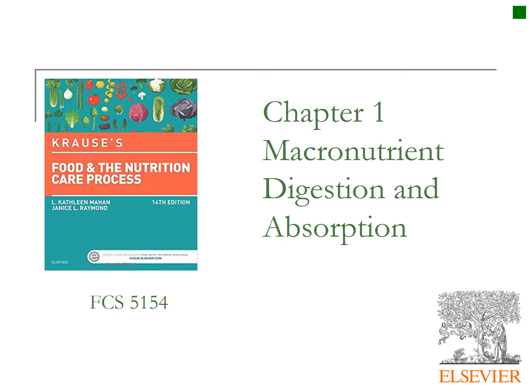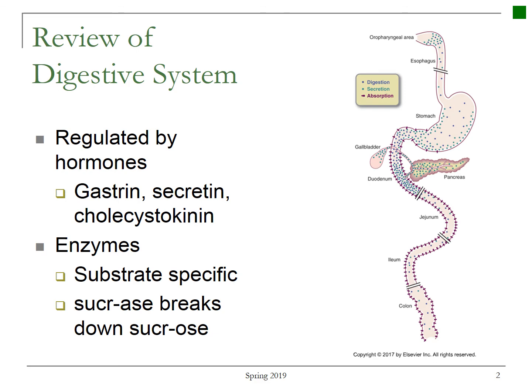In this presentation, we are going to focus solely on the digestion and absorption of the 3 energy-yielding macronutrients. Throughout the digestive system, the functions of digestion, secretion, and absorption occur. These processes are controlled by various hormones, such as gastrin, secretin, and cholecystokinin.